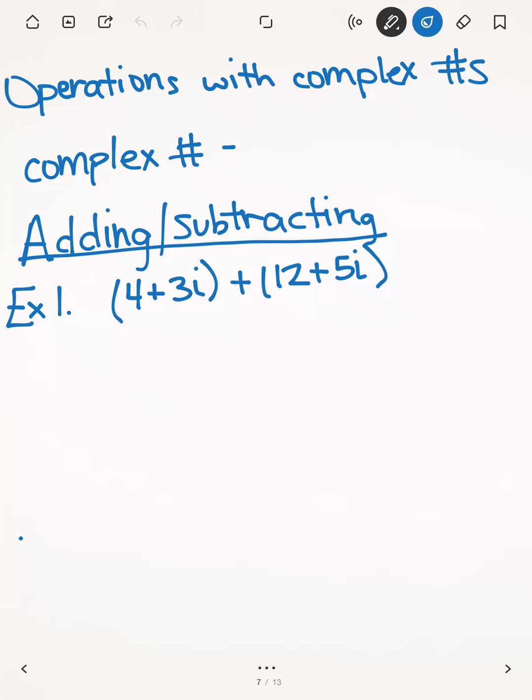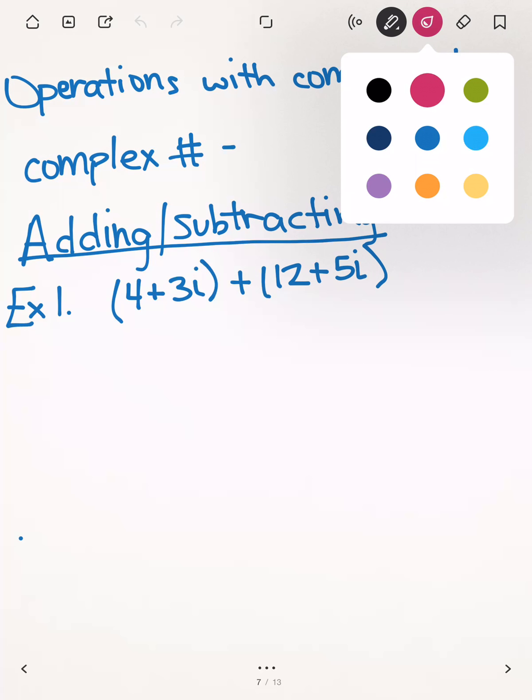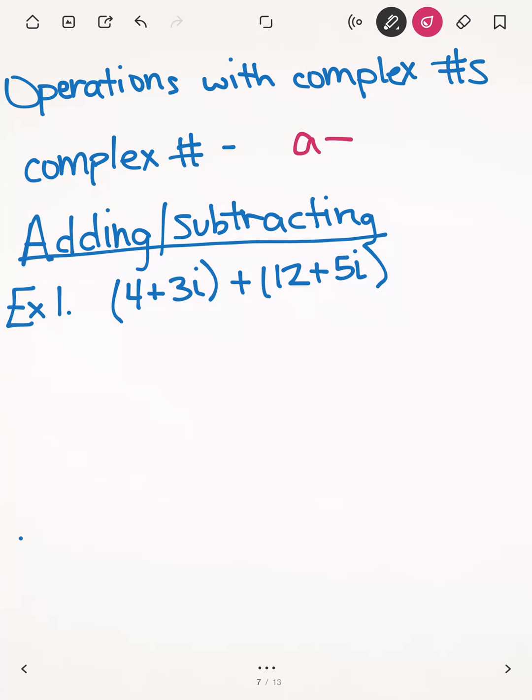This video is operations with complex numbers. A complex number is in the form of a plus bi, where a is our real part and the bi is our imaginary, because i stands for imaginary. Okay, we're going to start with adding and subtracting complex numbers.